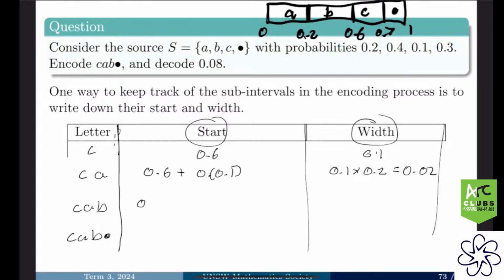Next thing, we have 0.6 is still the start of our subinterval, and we want to add on some proportion of the width, so 0.02, and that proportion is going to be, what's the next thing? We have to do B, so I think that's 0.2. Yep, that's right. And that's going to be 0.604. The width of this is, again, we're going to multiply by the width of this B interval. So we're going to have 0.02 multiplied by 0.4. This is 0.008.